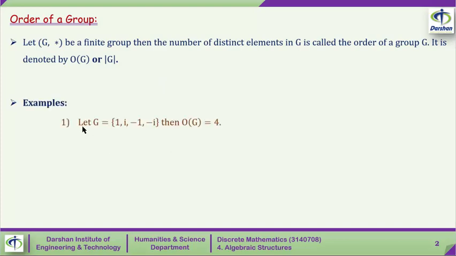For example, let G = {1, i, -1, -i}. Here G has 4 distinct elements, then the order of G is equal to 4. Second example, the order of Zn is equal to n. Why? Zn = {0, 1, 2, and so on up to n-1}. So Zn has n distinct elements. Therefore, the order of Zn is equal to n.